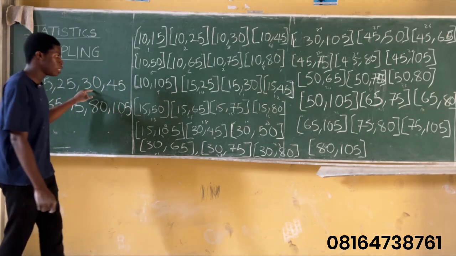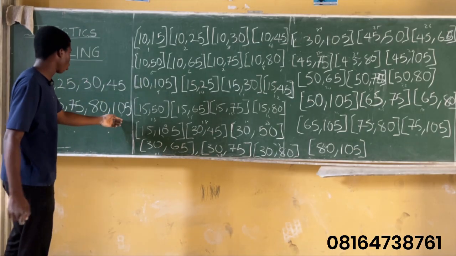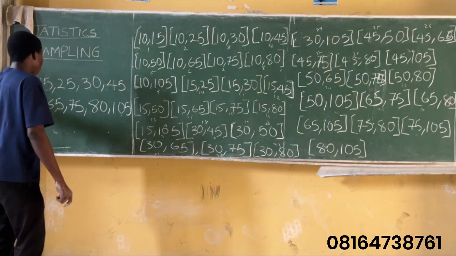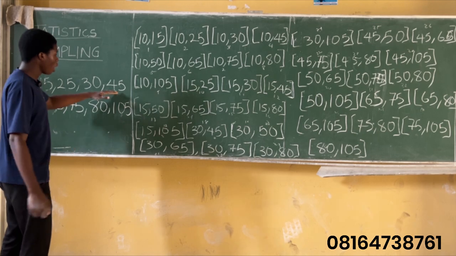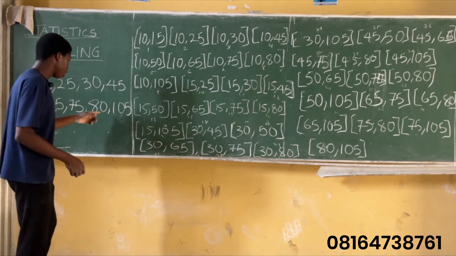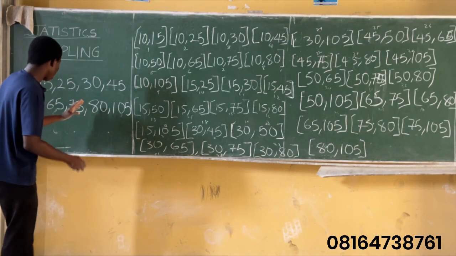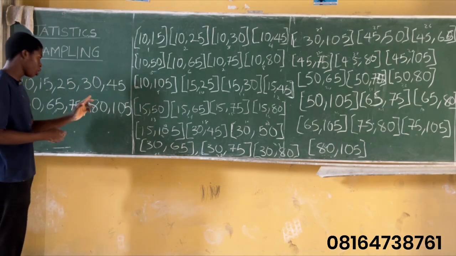So we'll do 30, 45, 30, 50, all the way to 105. And we'll discard all the numbers down from 30. We'll then move over to 45 and do the same thing all the way to 80. So now, at this point of 80, we'll do 80 and discard all the numbers beyond 80.